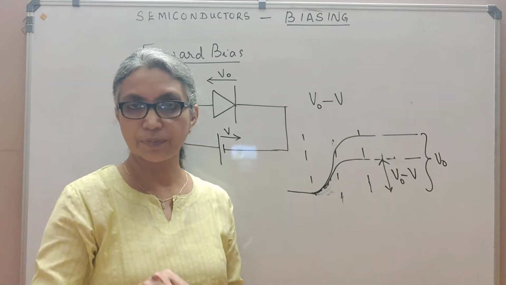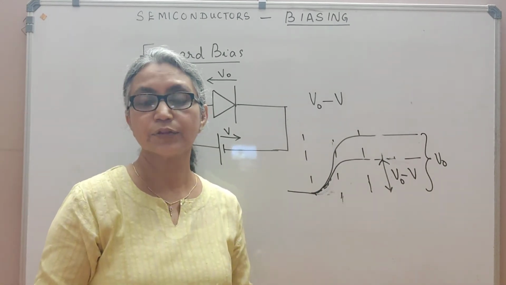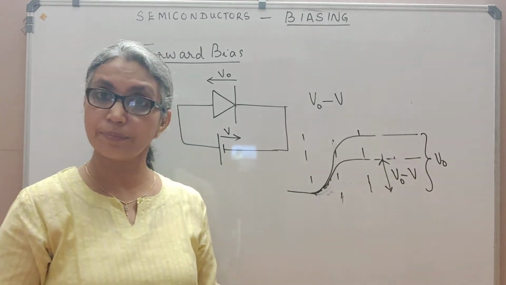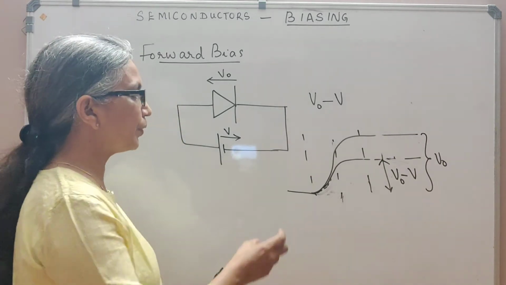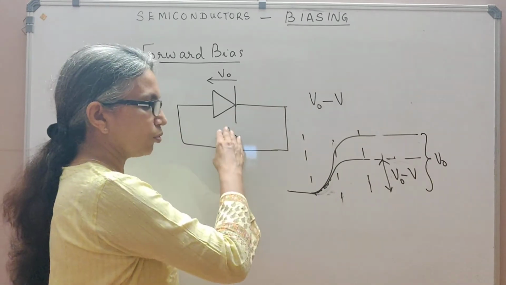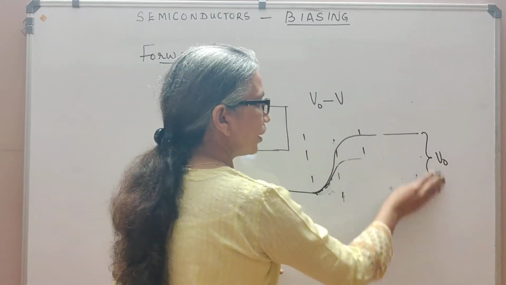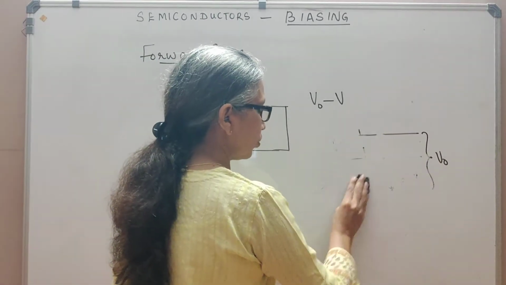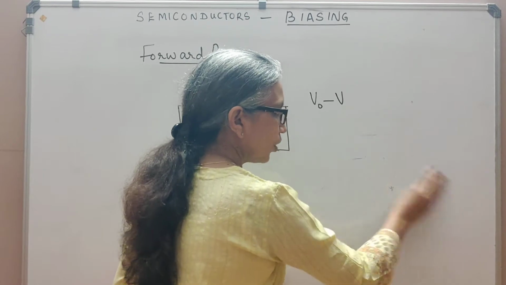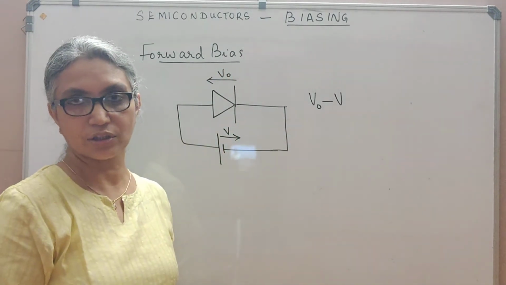And you know, as the potential barrier decreases, or the potential across the barrier decreases, it is favorable to the crossing over of majority carriers. So there will be a diffusion current, and as you go on increasing the applied voltage, at some point when the two become equal, the potential barrier is so negligible that you will have a large diffusion current across the junction.